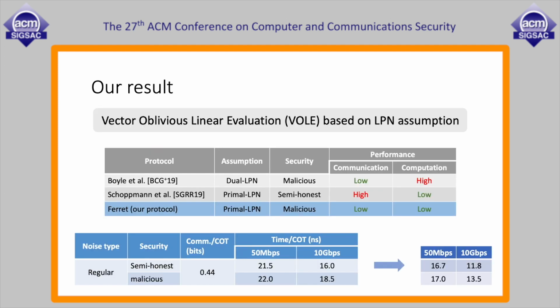Based on these previous works, we design a new protocol that's based on VOLE and a primal LPN assumption, which is secure against malicious adversaries and has low communication and computational overhead. When we use the regular noise for the noise vector, we manage to achieve around 20 nanoseconds per COT even in low network bandwidth. We further optimized our code after the paper was submitted. Now we can achieve lower than 17 nanoseconds per COT in most network settings.